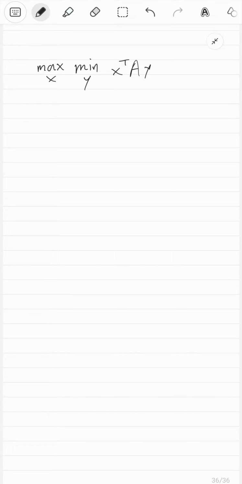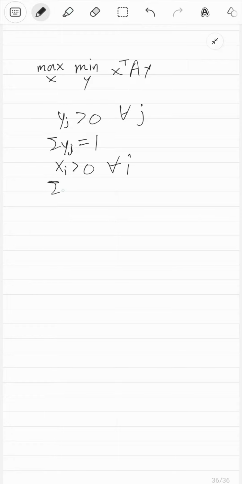That is, all of their entries are positive, so all y sub j are positive. At the same time, their summation is 1. Similarly for x, x sub i is all positive, and summation of x sub i is 1. Okay, and we want to solve this problem. At the same time, we also want to solve this problem: minimize over y, maximize over x, x transpose A y. Once again, under these constraints.